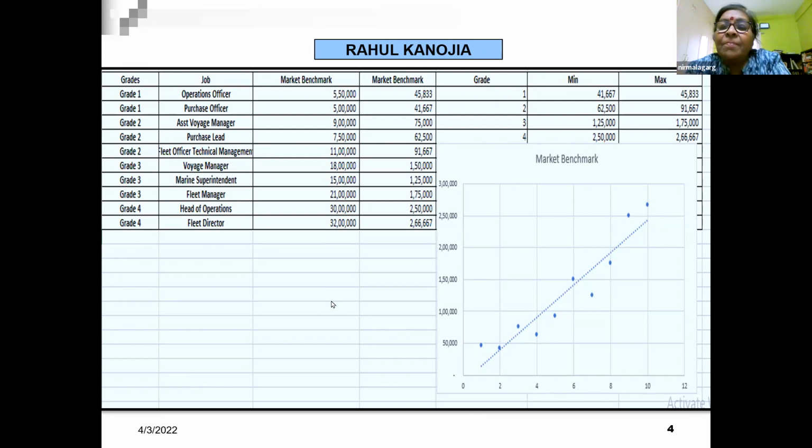Now, likewise, you can have grade 1A and 1B, because I'll tell you why. Your grade 2 starts from 62,500, and now the max is 45,000. So to fill that up, you'll need another grade there. In my case, I would have a grade for each and every level: 1A, 1B, 2A, 2B, 3A, 3B. You can have that because a lot of organizations have it.